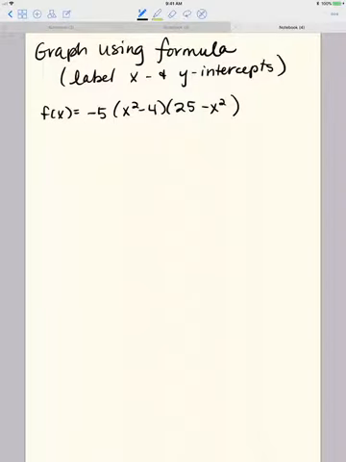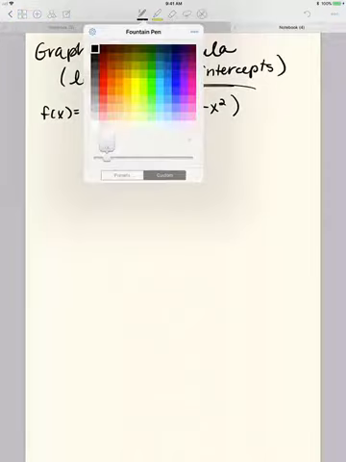Here are a few problems that look at just sketching a graph of a polynomial only using the formula, not really a calculator. We're going to use the properties that the factors have, along with the expansion with the leading term, to determine what shape it should have, finding some x and y intercepts.